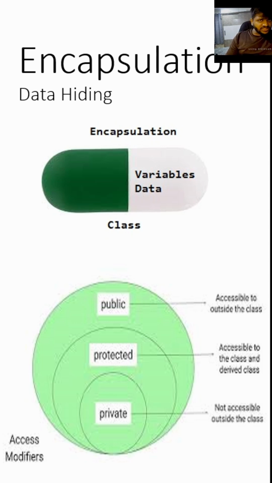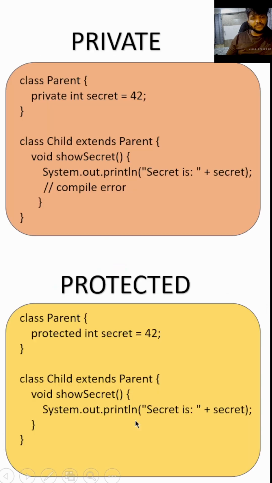Similarly, in the class, there is a variable, there is a function. The variable holds the data, and that variable data is being accessed by different functions for processing, for manipulating. We want to hide that for security reasons. That's the reason we go with encapsulation. And for that, we have these three access modifiers: private, public, and protected.